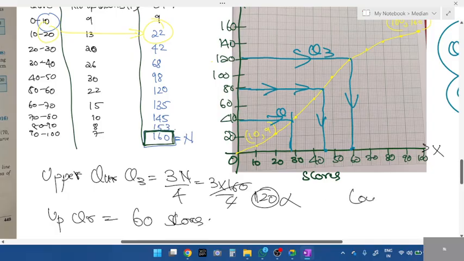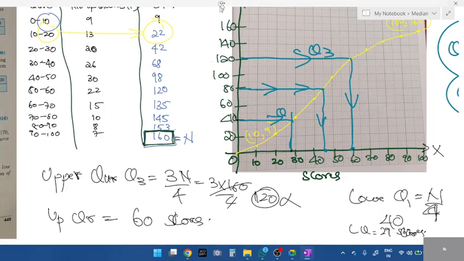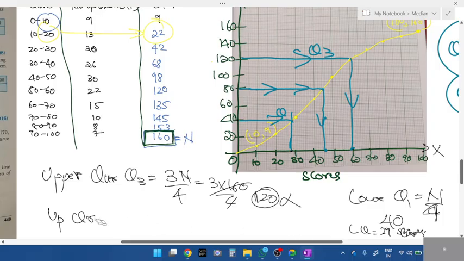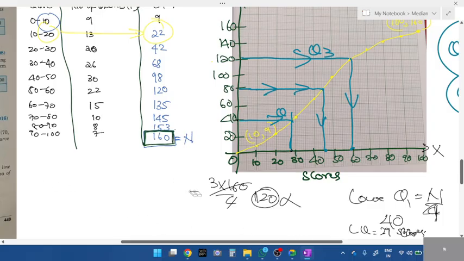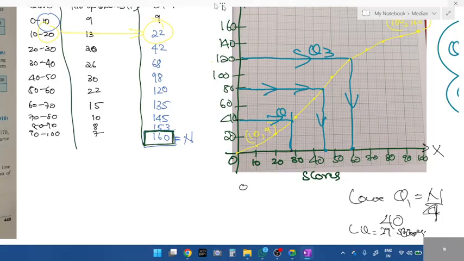If they ask lower quartile, it is Q1, n divided by 4. 160 divided by 4 is 40. Can you see the 40 line from the y-axis? Where is it touching? Around 29, right? So what is the lower quartile value? Lower quartile is 29 scores. Is this clear? All of you understood? If they ask interquartile, just do 60 minus 29. These are the types of question they ask, students.